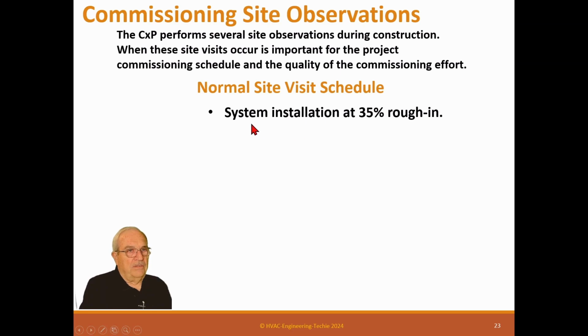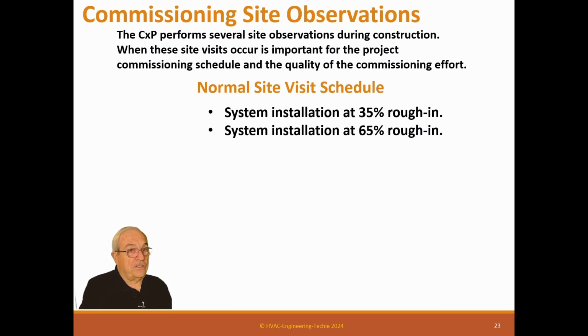So normally, you do a system installation at 35% rough in. So you don't want to be there before they start. That doesn't help anything. So at 35%, you're watching what they're doing to see if there's any issues you need to check out, or the contractor needs to know. A contractor should be very thankful that you catch an issue at 35%. It's going to save him money.